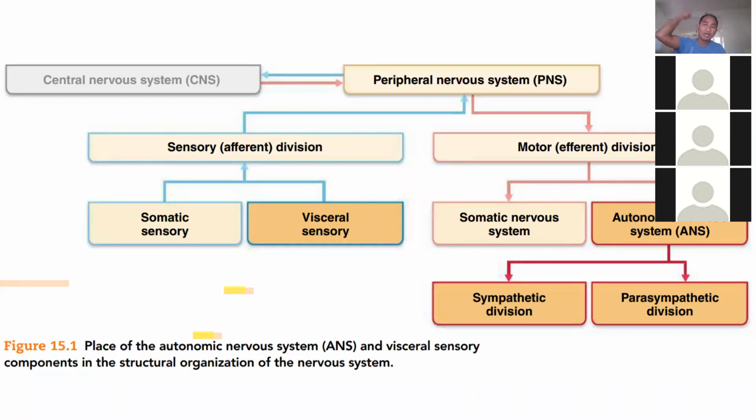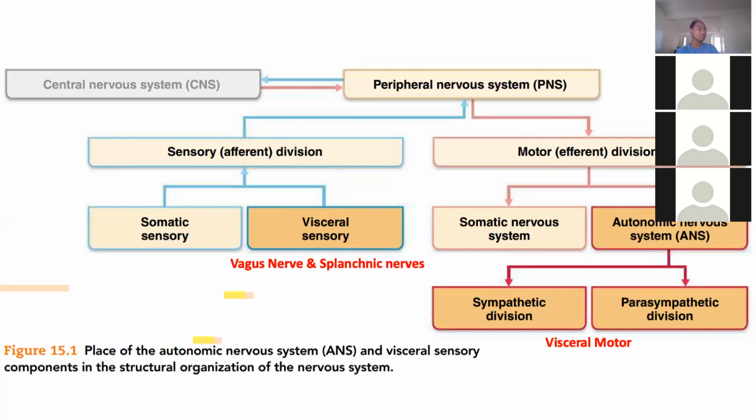For example, our bicep muscle or the muscles for the eye, orbicularis oris, orbicularis oculi, will be under the somatic nervous system, and our gastrointestinal tract, urinary tract, and reproductive system will be under the autonomic nervous system. So the portion we were talking about, the enteric nervous system, comes under the autonomic division of the peripheral nervous system. Right.